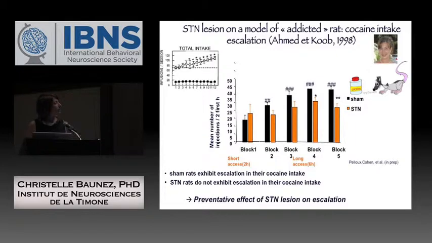So in black are the sham animals, and in orange, the STN lesion rats. During the first block of 5 sessions, that's short access, so they have 2 hours only. And then for the consecutive blocks, it's blocks of 5 days of 6 hours, but we've illustrated the first 2 hours so that you can compare the level of intake during the first 2 hours. And you see that there is a nice escalation in the sham animals, but in the lesion rats, we don't see the escalation effect. So there is a preventative effect of the lesion on the loss of control over the drug intake.